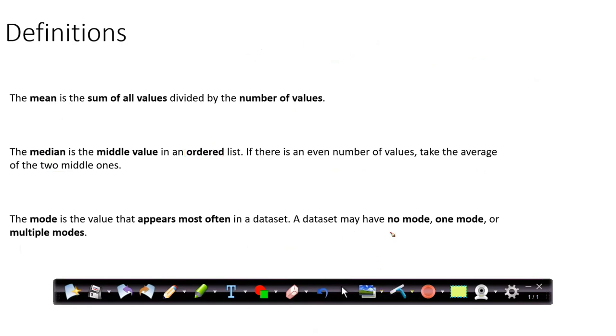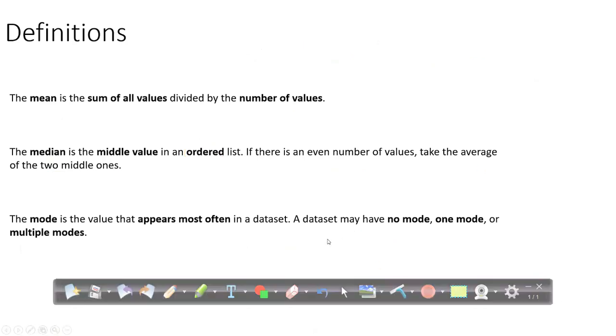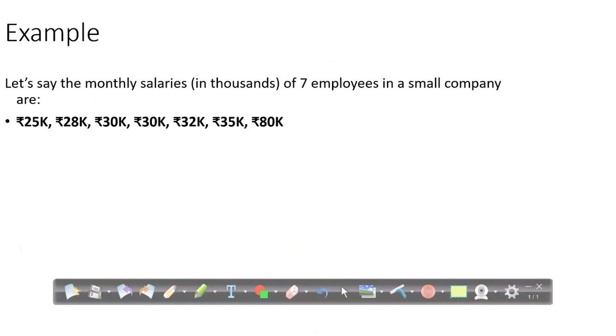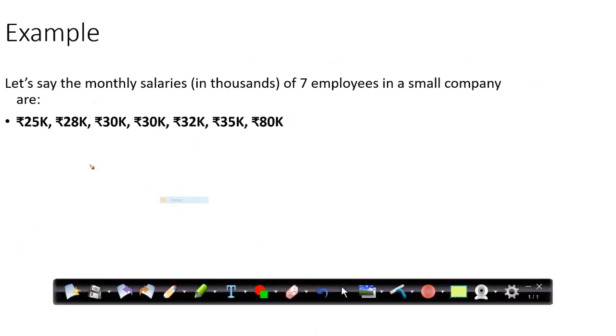Maybe we take a smaller example and get into actual calculation. So I've taken a pretty small data set where what you see is the salary. So we have 7 employees and we have the monthly salaries as 25K, 28K, 30K, 30, 32, 35, and 80K. So if I have to find mean, it would be simple. I'm just ignoring the K.